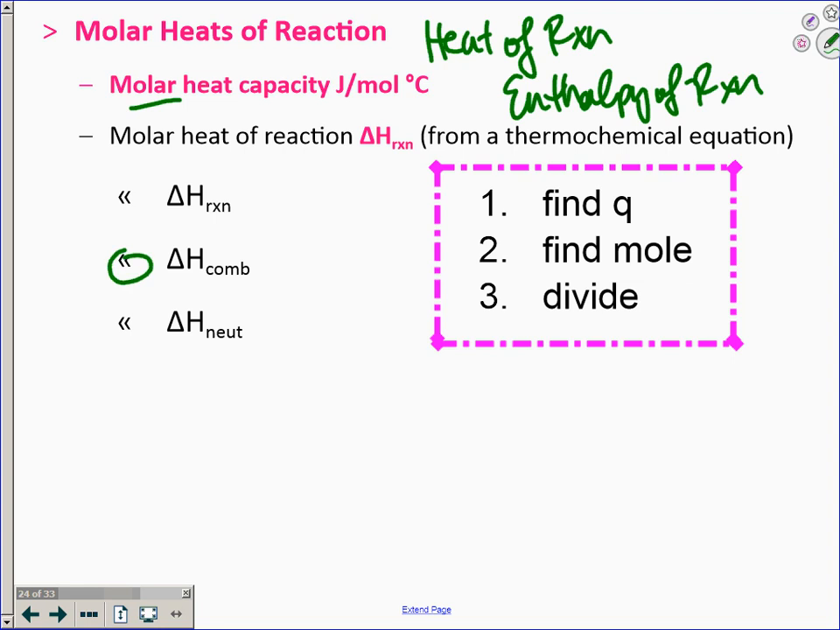So I'm going to specifically work on delta H comb. It doesn't mean we're combing the reaction and making it react. It means combustion, so delta H combustion is what that means. What do you think delta H neut means? Neutralization. And then RXN, reaction, is just a really generic way to describe those. So write the combustion reaction for propane.